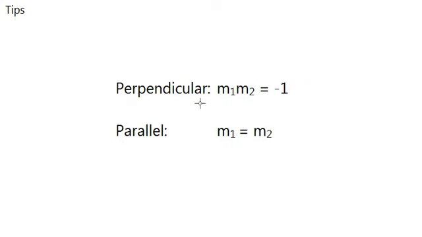So if the perpendicular is not that clear, you can see it as the first gradient multiplied by the second gradient will equal -1. If you're good at rearranging, you can find out the negative reciprocal that way. And for parallel, they are just equal, and that's it.